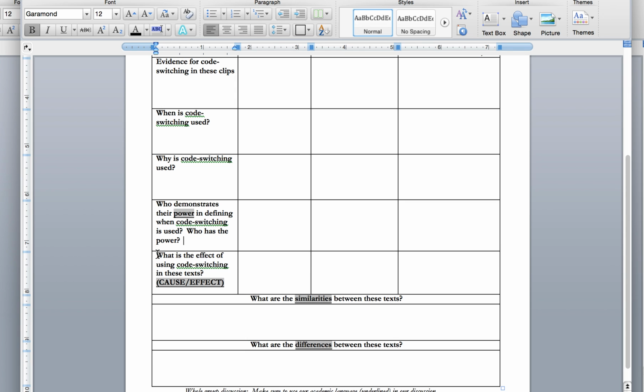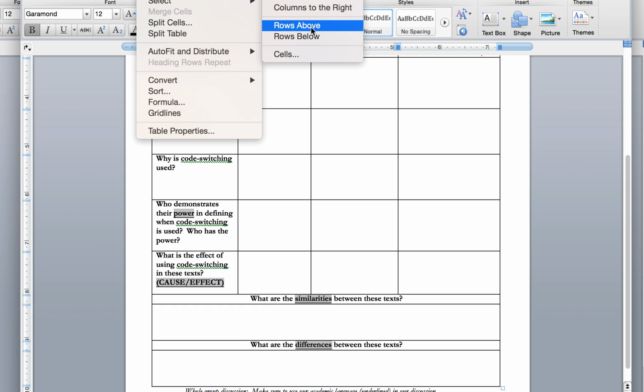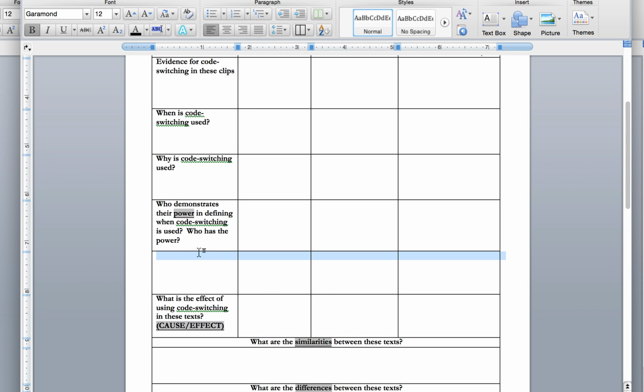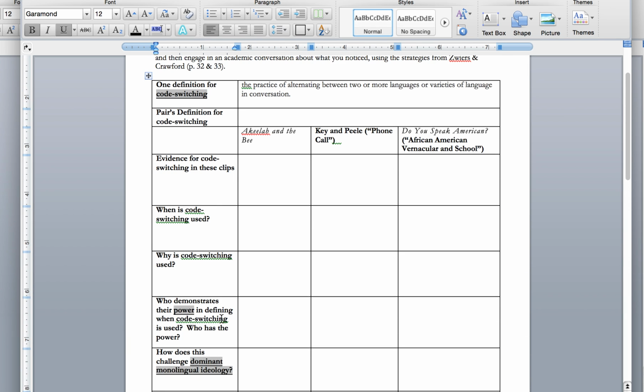So what I'm going to do is go through, insert that row above, and put that question right there, just because I think that it'll make it a little cleaner for you all to respond to. And I also think that this one, when is code switching used, it comes in with evidence for code switching. So I'm going to actually take that out.